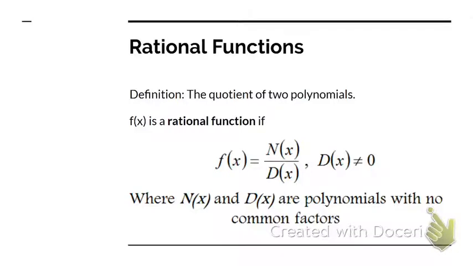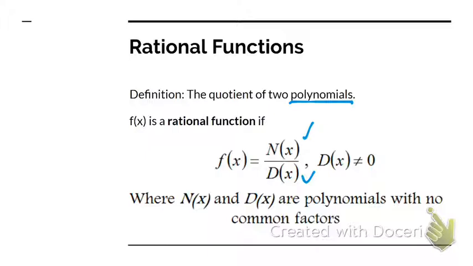Well, earlier, before watching this video, we would have learned about polynomials. A rational function, hence the ratio, is when you divide two polynomials. So f of x is a rational function if f of x is equal to n of x over d of x, where n of x and d of x are polynomials with no common factors. Alright, we'll talk about that, simplifying.